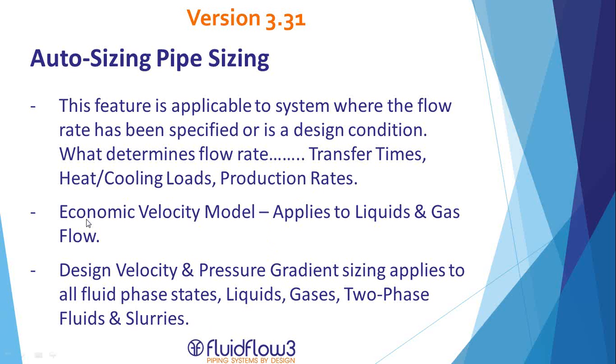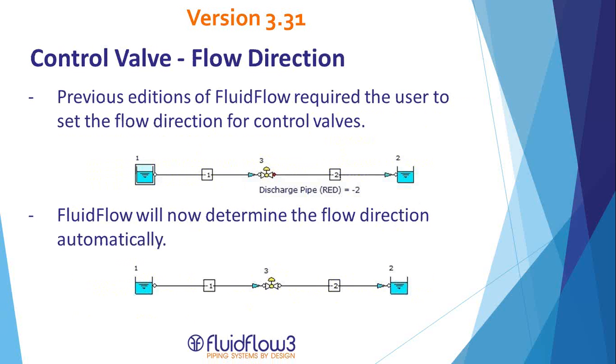When sizing pipes, we can choose from a number of different sizing models. Firstly, the economic velocity model, which you will already be familiar with in the previous versions of the program, and this model applies to liquids and gas flow systems. Secondly, we have a design velocity model, and thirdly, a pressure gradient sizing model, and this applies to all fluid phase states, so our liquids, gases, two-phase fluids, and slurry systems.